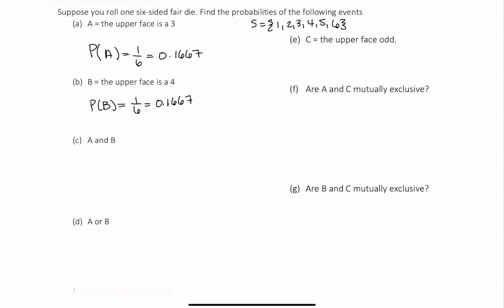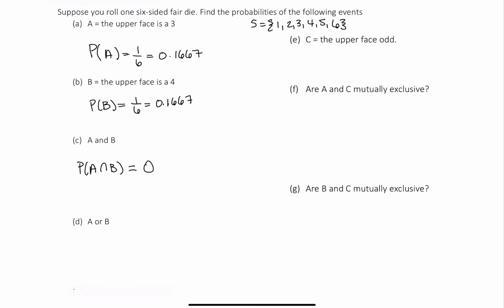Part C, we want to find the probability that A and B occur simultaneously. Well, let's consider rolling our die one time, and I only have one. What is the probability that I'll see both 3 dots and 4 dots on the upper face? Well, clearly it's 0. Clearly that probability is 0 since it is not possible to roll one die and simultaneously get 2 faces to be on top.